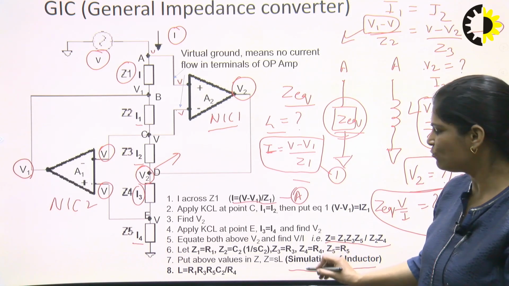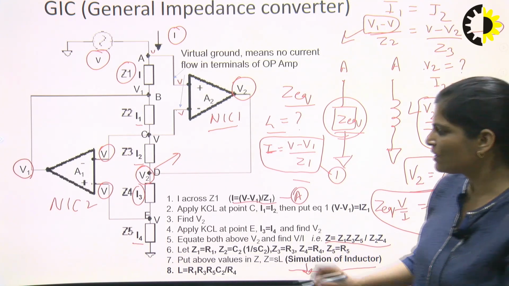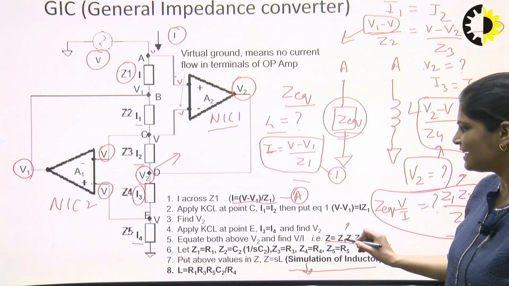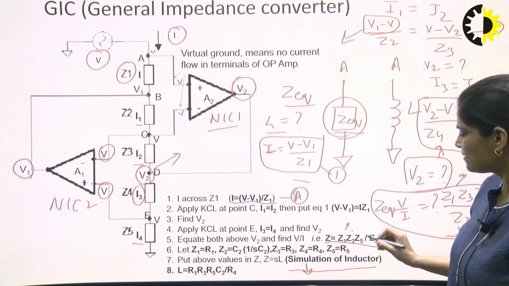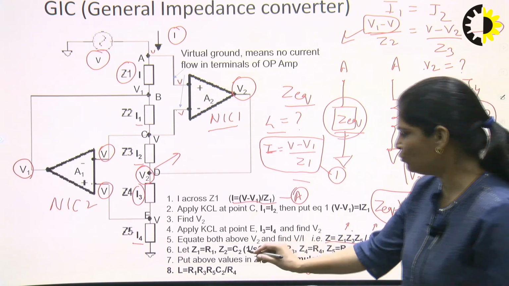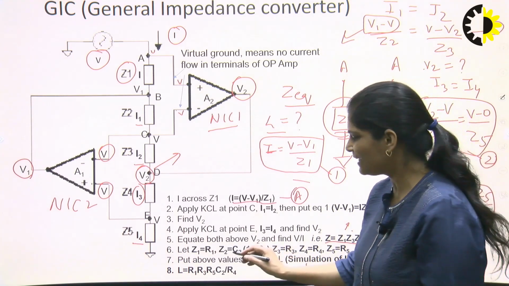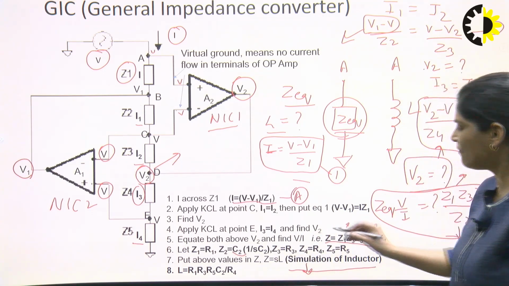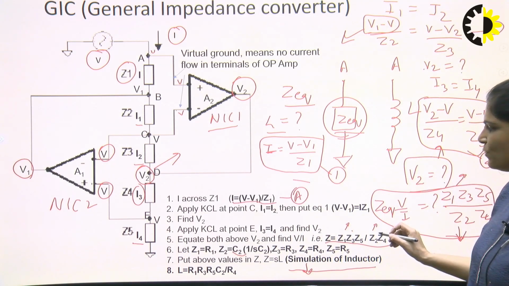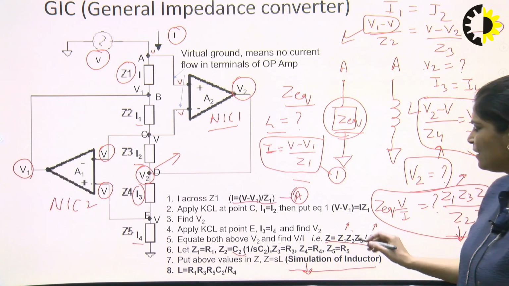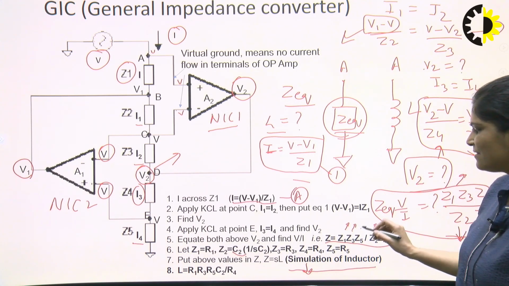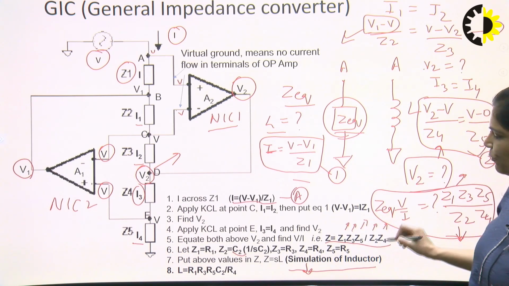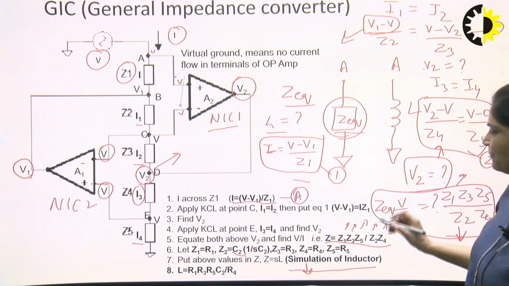So how can you do simulation of inductor? Put here Z1, where you have this equation, so put here Z1 is equal to R1, Z2 is equal to C2, and C2 is equal to what? If you are taking the transform of this C2, that is equal to 1 upon S C2. So put here Z2 is equal to 1 upon S C2, and Z3 is equal to R3, Z4 is equal to R4, and Z5 is equal to R5.